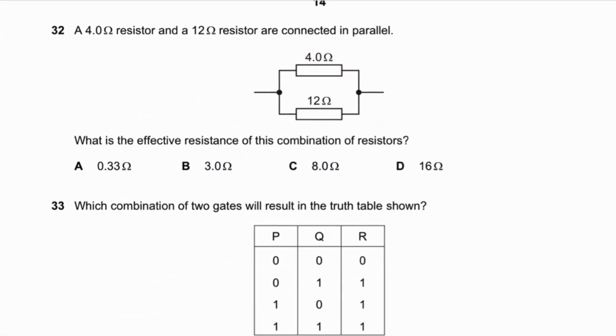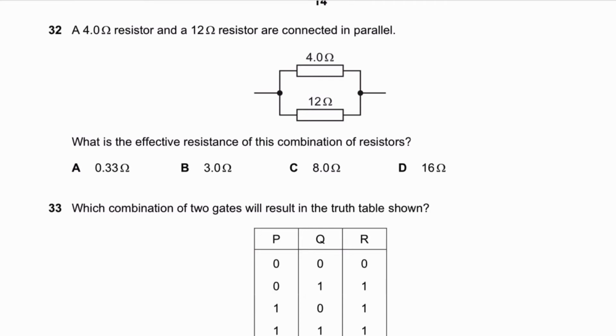32. A 4 ohm resistor and a 12 ohm resistor are connected in parallel. What is the effective resistance of both of these resistors together? Now when 2 resistors are in parallel, 1 upon R total is equal to 1 upon R1 plus 1 upon R2. So we have 1 upon 4 plus 1 upon 12.